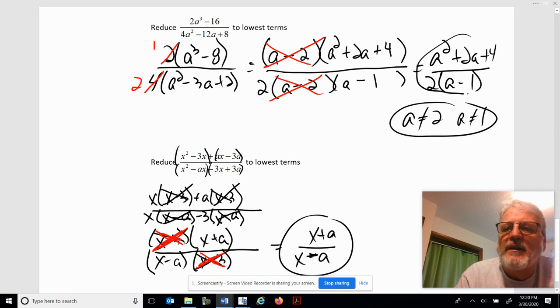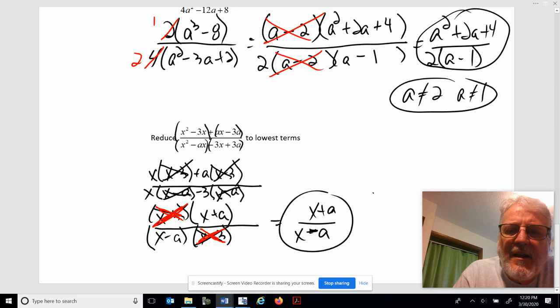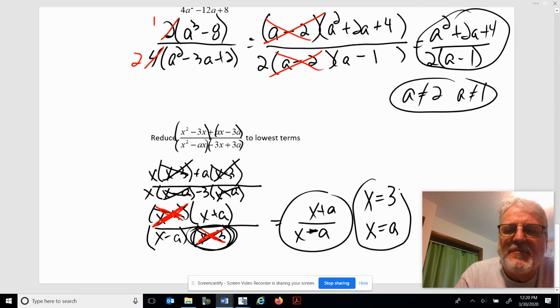Okay, so here's my answer, and here's what we call our restrictions on the denominator. And here, I'm going to say x can't be 3 because of this part right here. And I'm going to say x can't be equal to a, because right here, if x and a are equal to each other, x minus a would be 0. That's a pretty tricky one. So we'll talk more about that when we're in class.